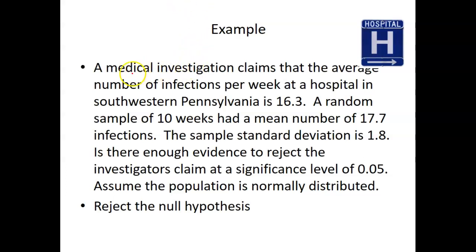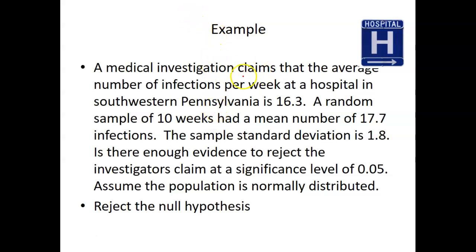Okay, so on this one, a medical investigation claims that the average number of infections per week at a hospital in southwestern Pennsylvania is 16.3. A random sample of 10 weeks had a mean number of 17.7 infections, and the sample standard deviation is 1.8. Is there enough evidence to reject the investigator's claim at a significance level of 0.05? Assume the population is normally distributed.